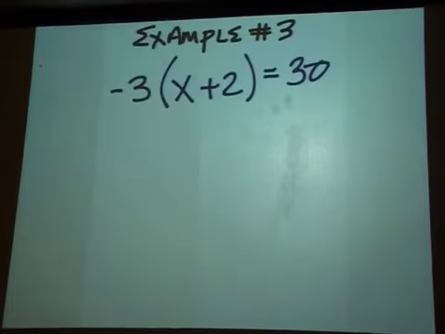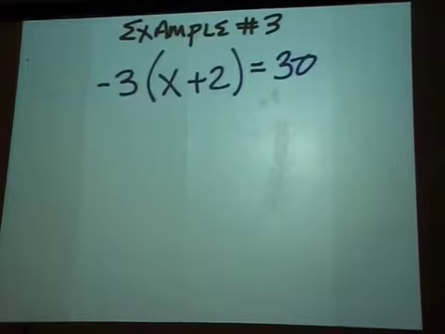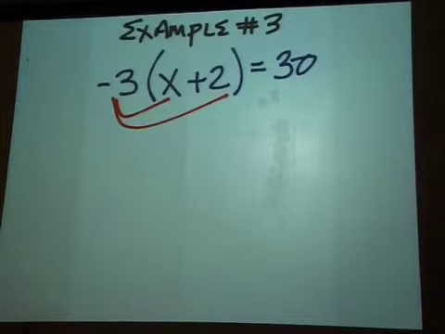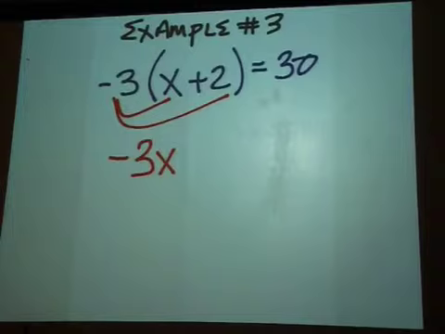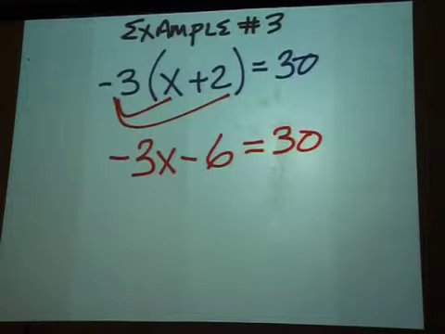Negative 3 times the quantity x plus 2, close the quantity, equals 30. Distribute the negative 3 to the x and the 2. Negative 3 times x is negative 3x. Negative 3 times 2 is a negative 6, but we write it as a minus 6. And then 30 stays the same.